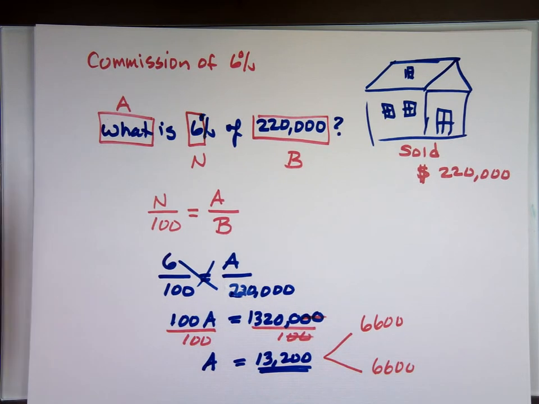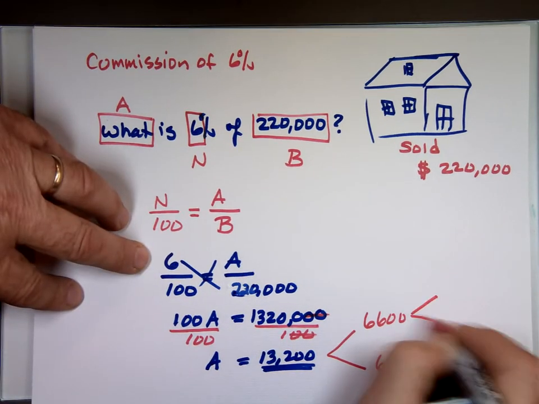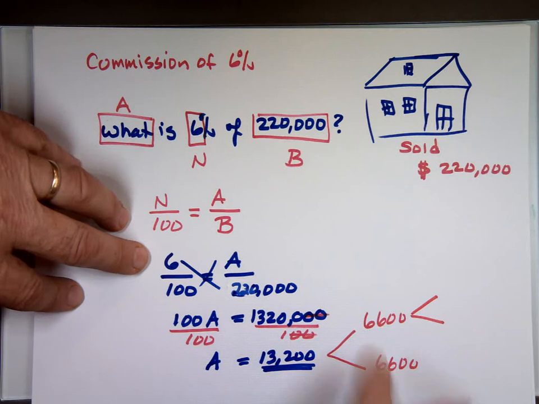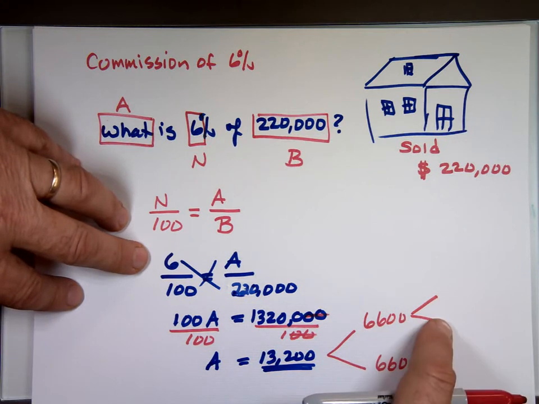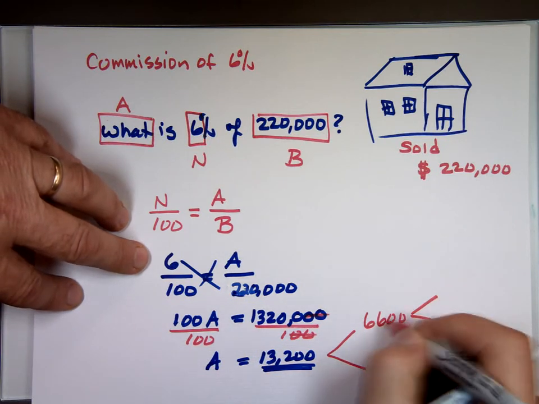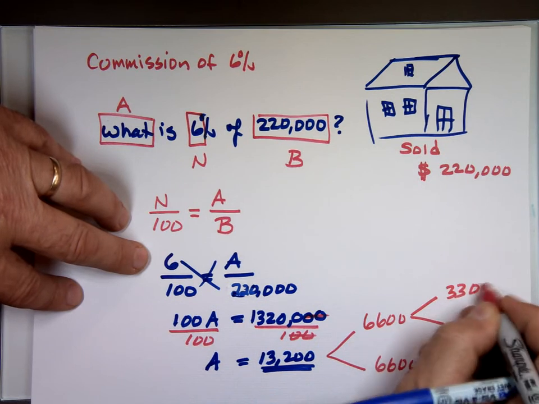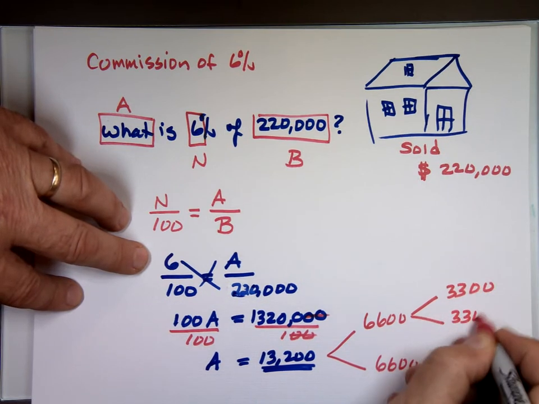That money cuts in half again. Half goes to the agent, half goes to the company. So he gets half that number, 3,300, and the company gets 3,300. The same thing right here.